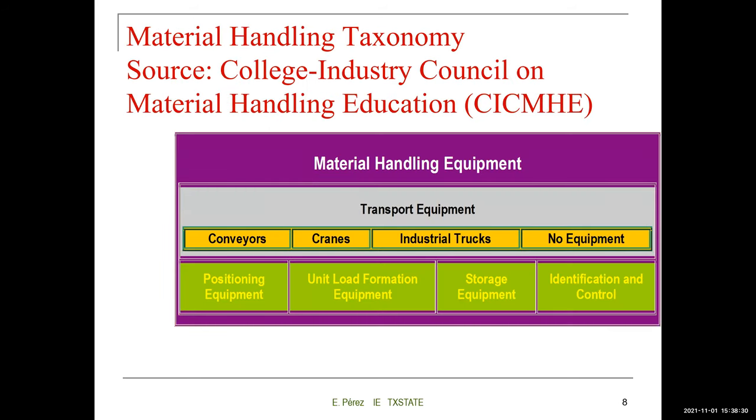All this discussion in terms of the classification of the equipment is based on the material handling taxonomy, and this is published by the College Industry Council on Material Handling Education.